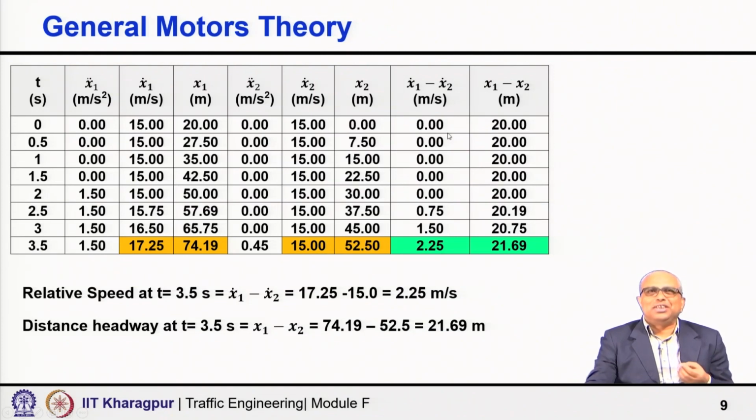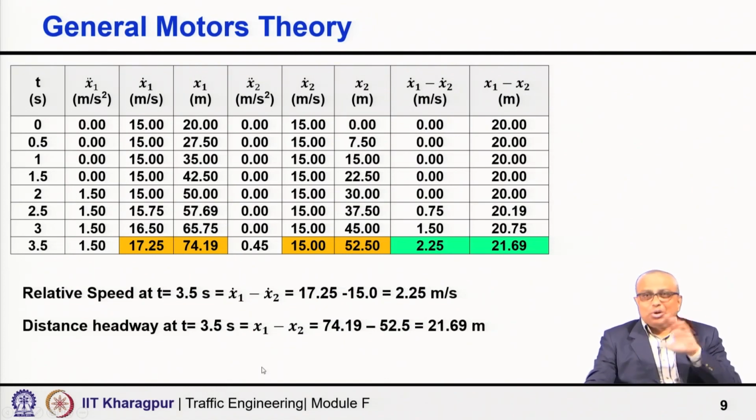Now, what is remaining is really x 1 dot minus x 2 dot and x 1 minus x 2. That is very simple, because if we know x 1 dot and also x 2 dot, we know the speed of lead vehicle and following vehicle at any time t. So, we can find out the relative speed. We also know x 1 and x 2. So, we can calculate at any time interval t the value of x 1 minus x 2. I have shown it here for time t equal to 3.5 seconds. So, you can see that.